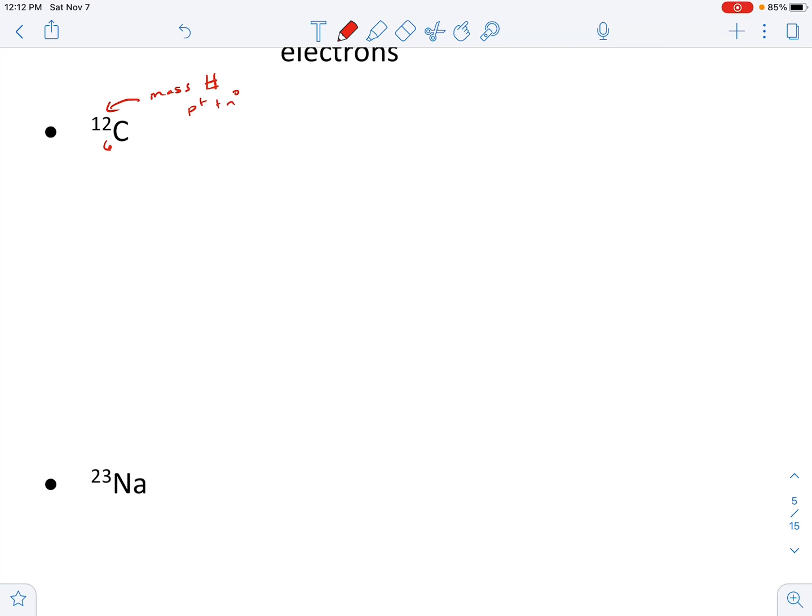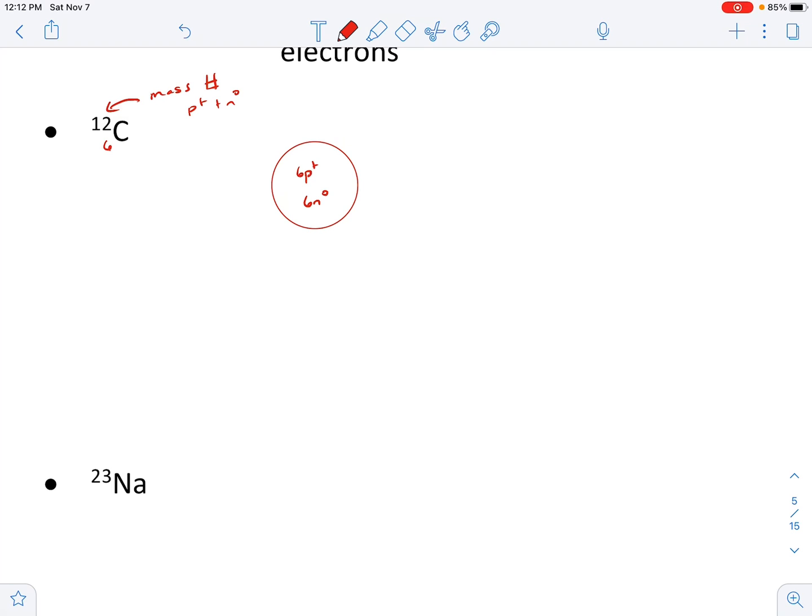Okay, so in our center, this is how I want us to start. I'm going to draw a circle for the center. I love how Notability does that for me. So I'm going to put 6 protons, 6 neutrons, right? Because 12 minus 6 would give me my neutrons.